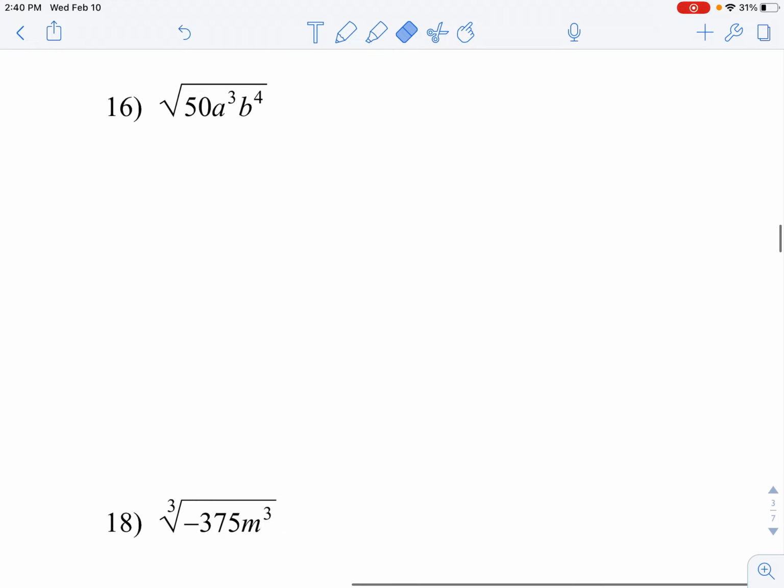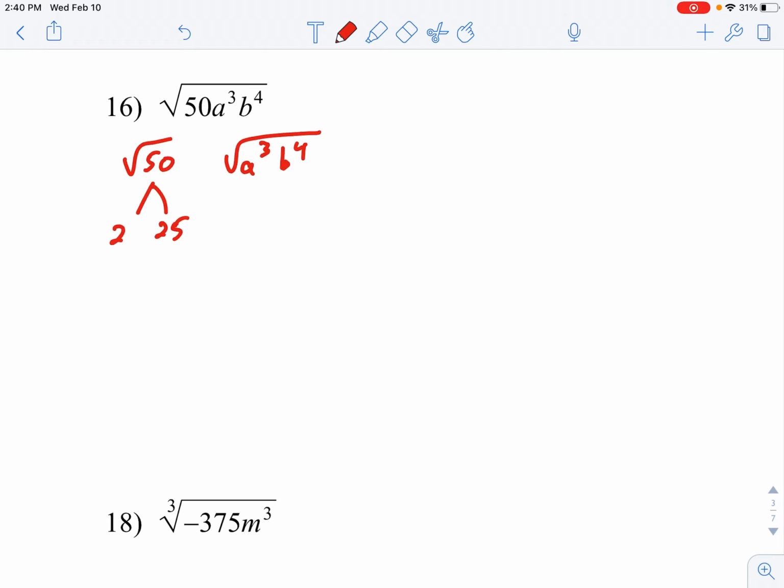All right, let's look at number 16. It is another square root. So square root of 50, square root of a cubed, a cubed b to the 4th. So 50 is 2 times 25, and that's 5 times 5. So I got a pair of 5's and a 2. So let me go over here: 5 squared, and then a 2.